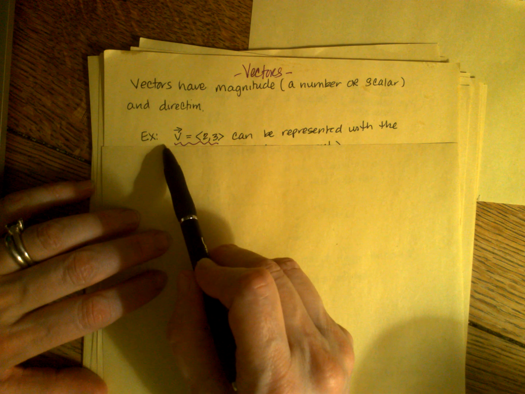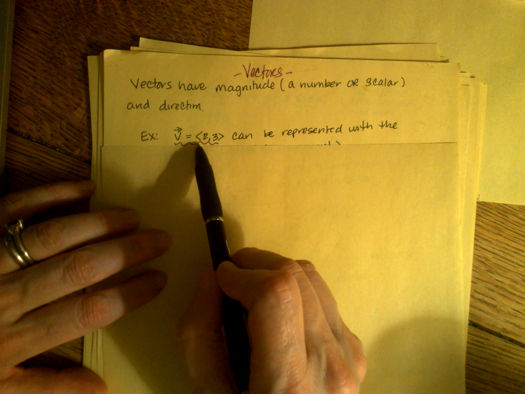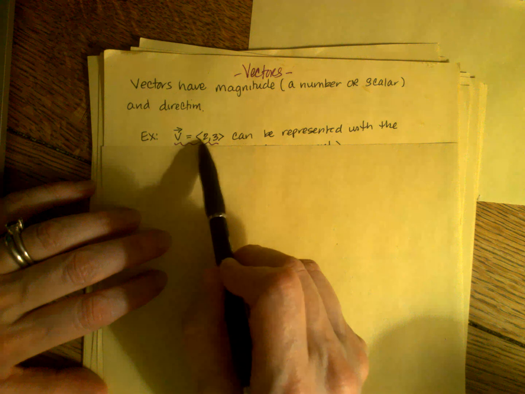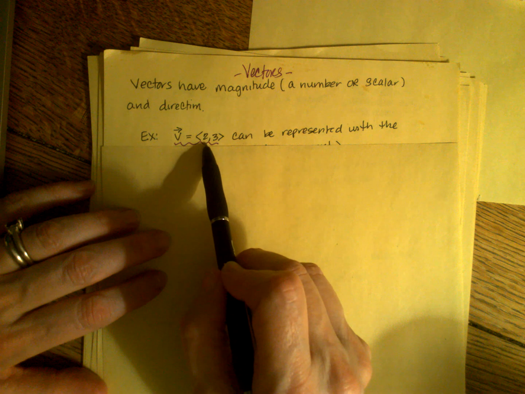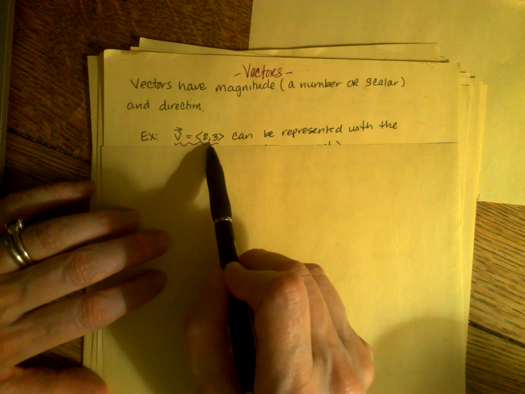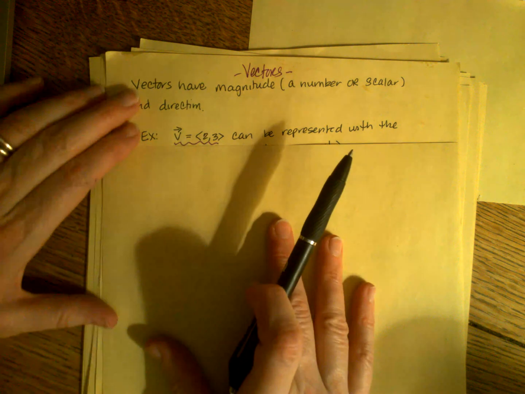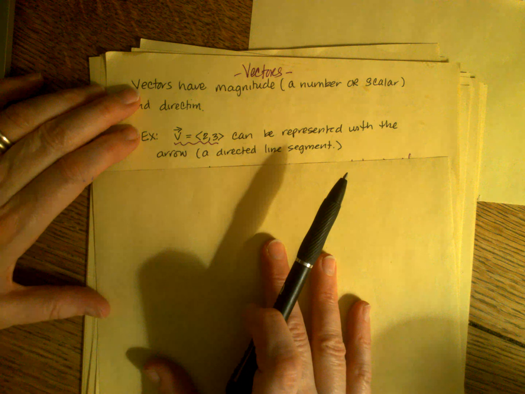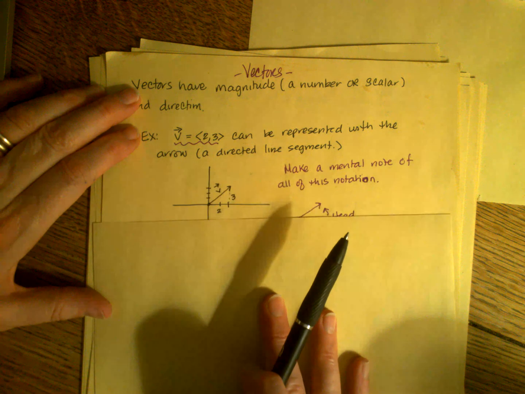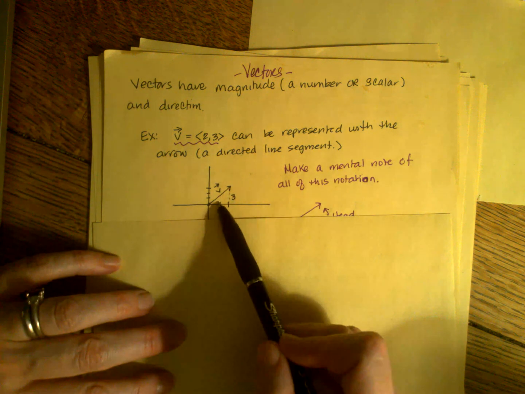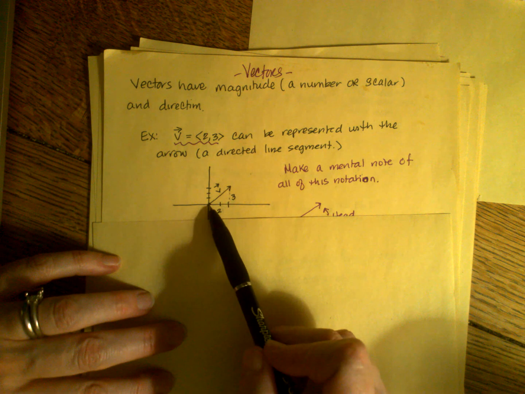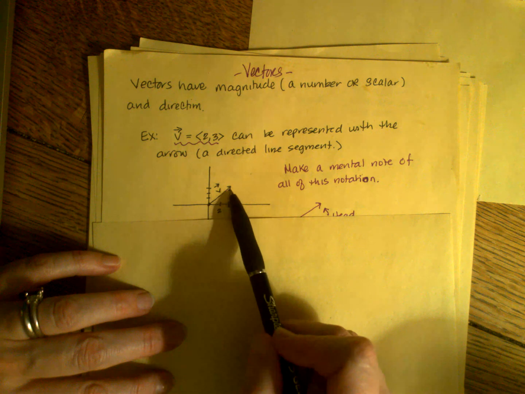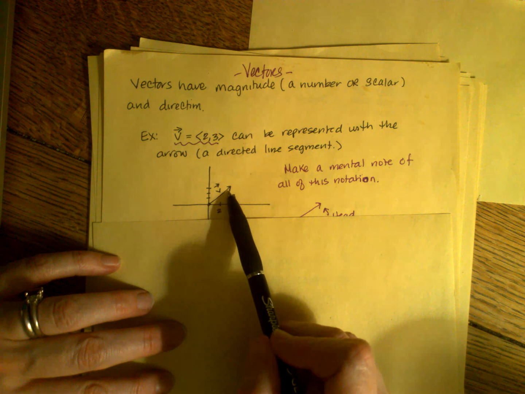I'm writing vector v, note the notation, and it's written with these kind of cornered brackets right here. So this is the vector 2, 3, those are the components. And it can be represented with an arrow, which is a directed line segment. So here's an example, a picture of my vector v, where the first component is 2 and the second component is 3. I go over 2 and up 3.